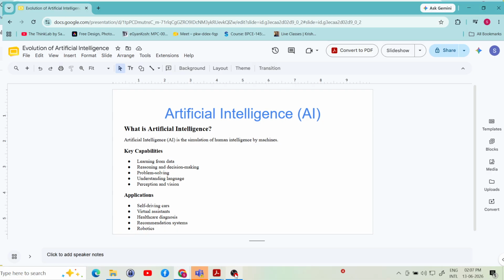In AI there is also the Turing test. There was a very famous scientist named Alan Turing, who proposed the Turing test. What is the Turing test? If any machine passes the Turing test, it will be called an intelligent machine, right?